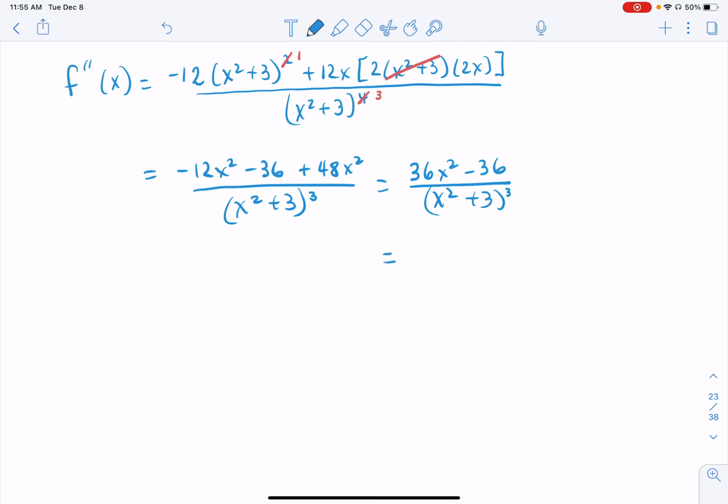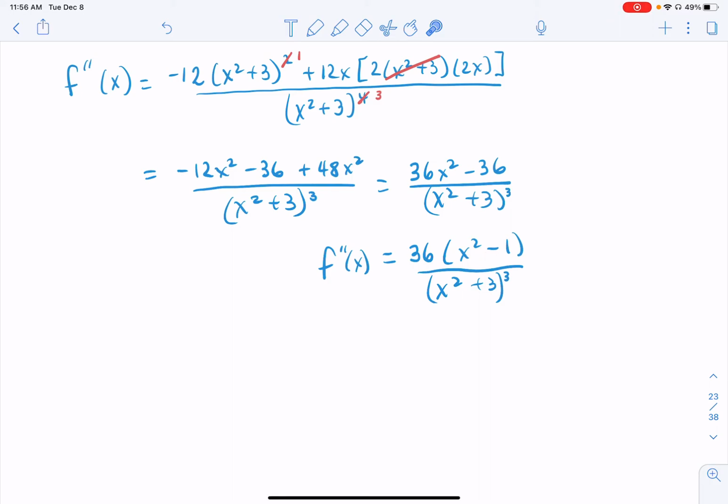Anyway, so I can factor out a 36 across the top. So 36 times (x squared minus 1), and then (x squared plus 3) cubed. There we go. Now it's in a nice, neat factored form, and I needed it in that form because I need to see where this is either equal to 0 or undefined. As far as undefined, it's not going to happen because the denominator is always not 0. I am going to have where this is equal to 0 across the top, though.